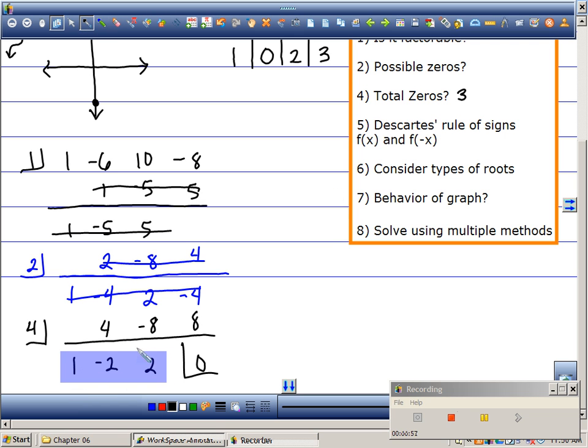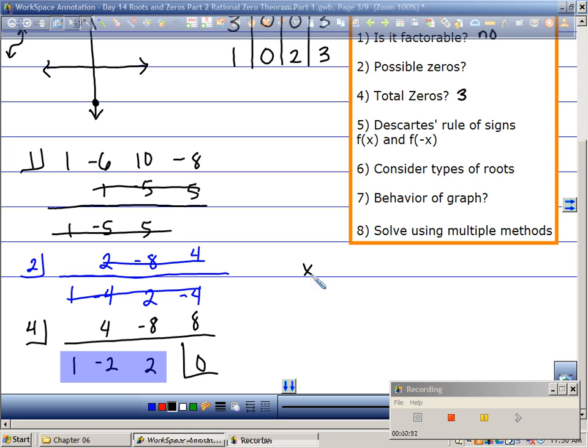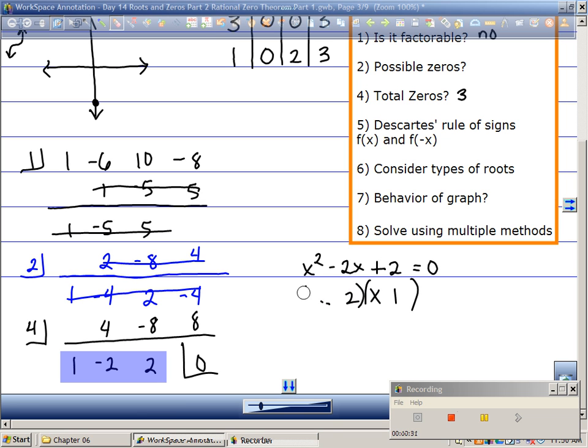Alright, what do I do with this? Well, this is a trinomial, so I'm going to see if I can factor it. Is x squared minus 2x plus 2 factorable? What are the only two factors of 2? 2 and 1. Is that going to get me to negative 2x? It's not factorable. Right? Now where would you go?